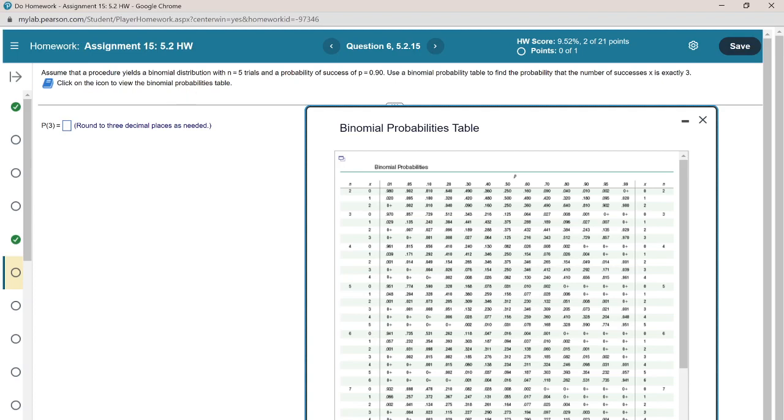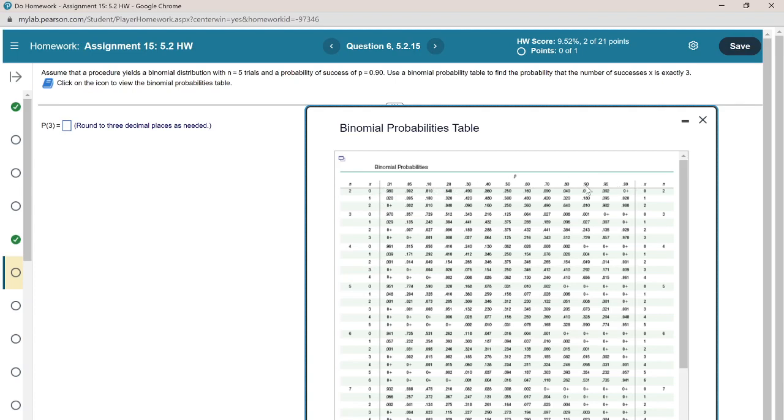So based on this problem, n is 5 and x is 3. So we go n equal 5 and x equal 3. And the next thing we have to see is the probability of success. In this case, it's given as 0.9, so that is coming from this p. P is this value 0.01, 0.05, 0.1, 0.2, and 0.9 is somewhere here.